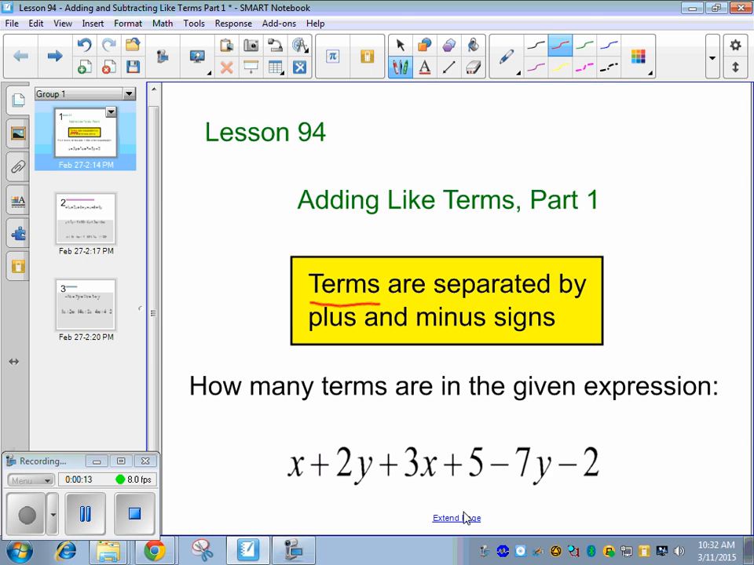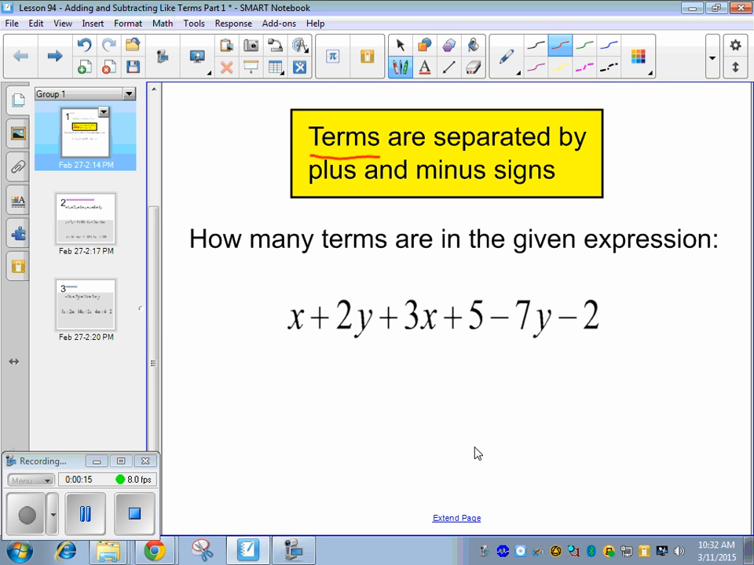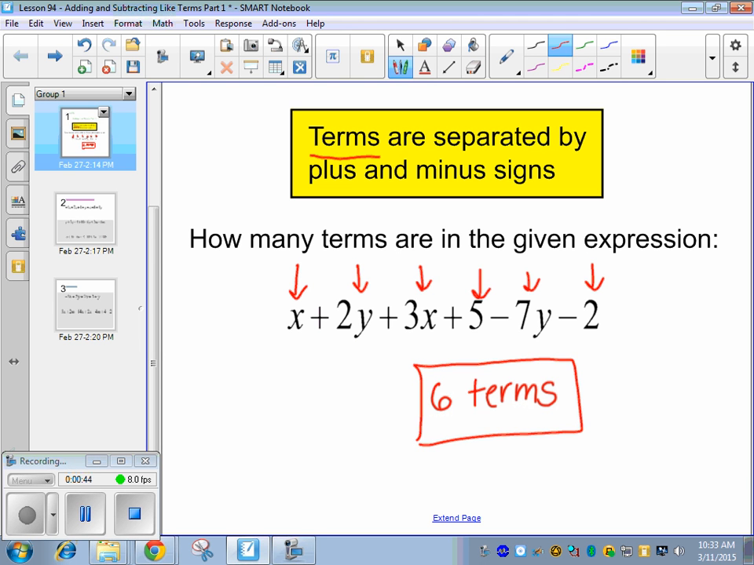and minus signs. So raise your hand if you can tell me how many terms are in this expression. Coleman? 6. Yes. So we have 1, and then there's a plus sign. Then 2, and a plus sign. 3, and a plus sign. 4, and a minus sign. 5, and a minus sign. 6. So there are 6 terms. Okay, so if the book ever says how many terms are there, it's always separated between plus and minus signs.